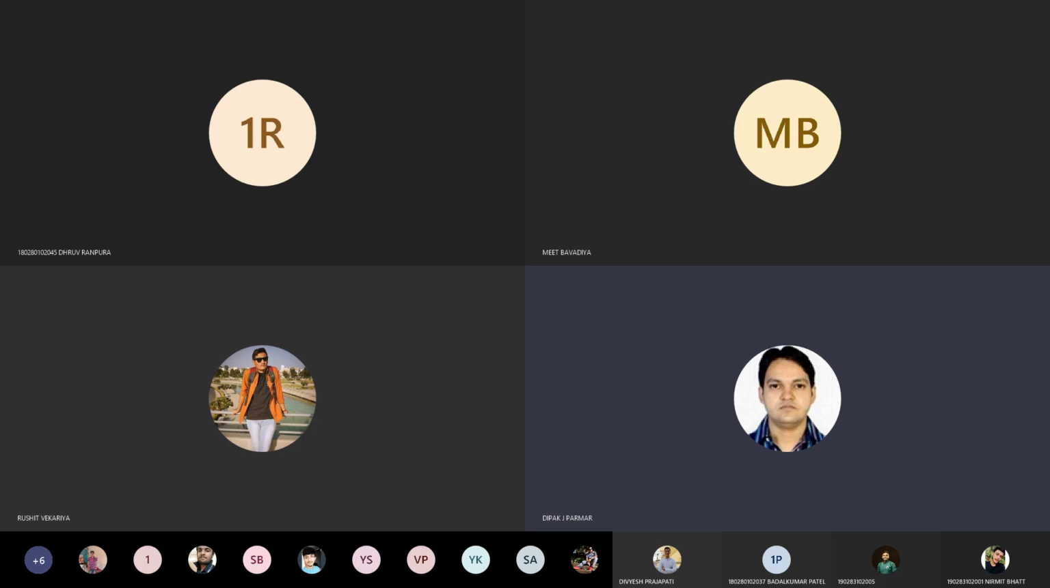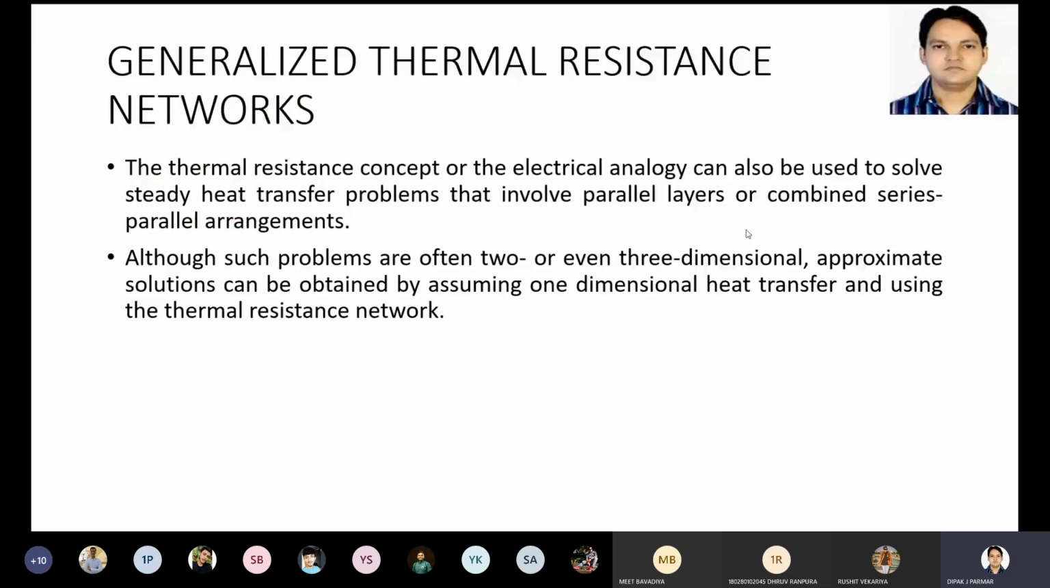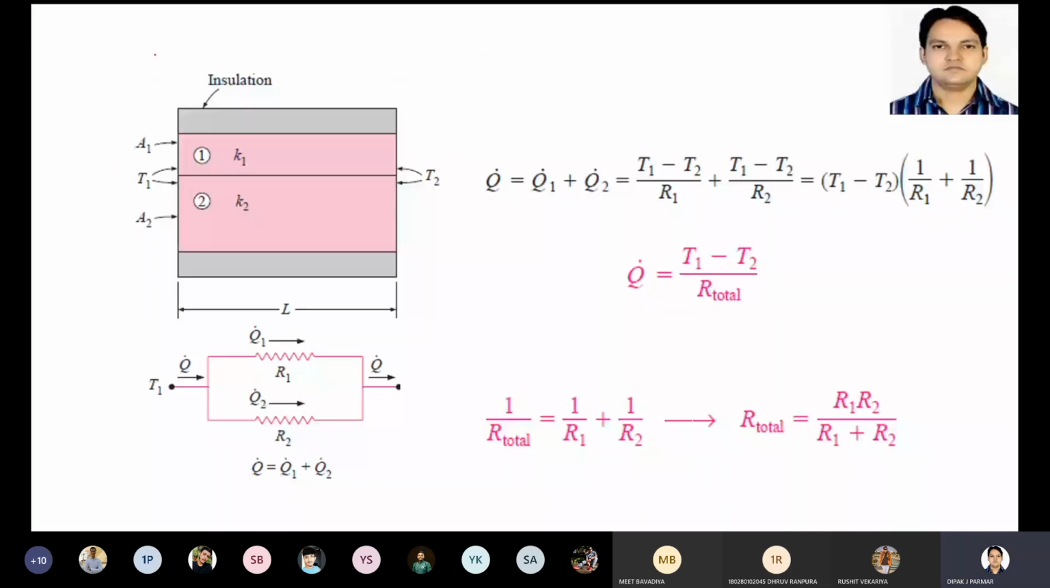Now you can see here our system is different in this particular figure. We have parallel layers. Heat transfer happens in this direction, the positive X direction. We have different layers: this is my first layer, second layer, third layer, and fourth layer, like that. So we have considered this particular slab.